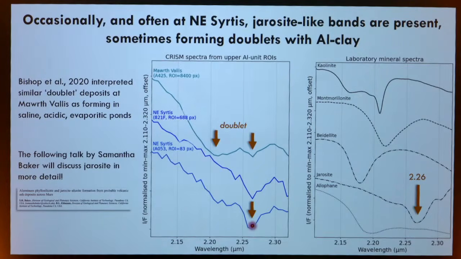Now, this has been seen before, and sometimes in the same spectrum we have aluminum phyllosilicate and the jarosite. These have been termed doublet spectra, and they've been seen in Marth Vallis before, and potentially interpreted as forming in saline, acidic, evaporitic ponds. And actually, the following talk after me is going to discuss jarosite in more detail, so that's nice.